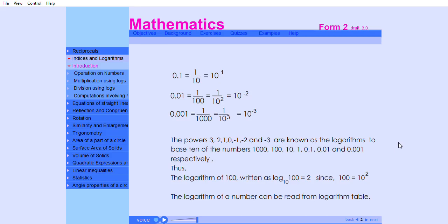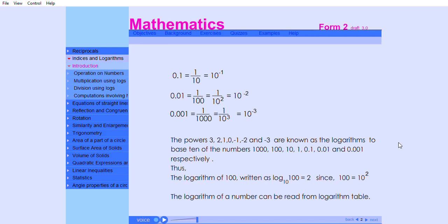0.1 is equal to 1 over 10, which is equal to 10 to the power of negative 1. 0.01 is equal to 1 over 100, which is equal to 1 over 10 to the power of 2, which is equal to 10 to the power of negative 2. 0.001 is equal to 1 over 1000, which is equal to 1 over 10 to the power of 3, which is equal to 10 to the power of negative 3.